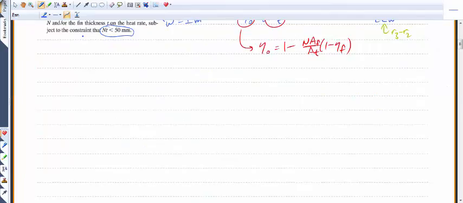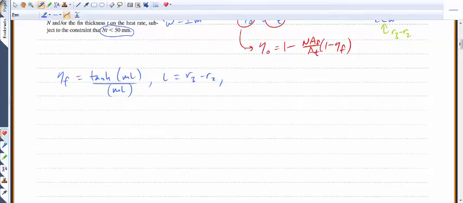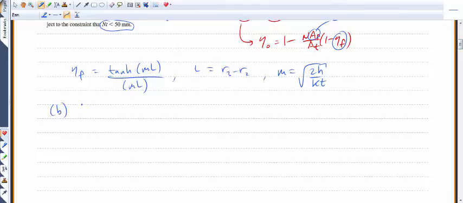So going back to our diagram here, we can write out our equations. Eta sub f is equal to the hyperbolic tangent of m times L divided by m times L. The length is R3 minus R2, and m is equal to the square root of 2h over kt. We're given that h_i is 5,000 watts per square meter Kelvin, and h_o is 200 watts per square meter Kelvin. So we can solve for these resistances.